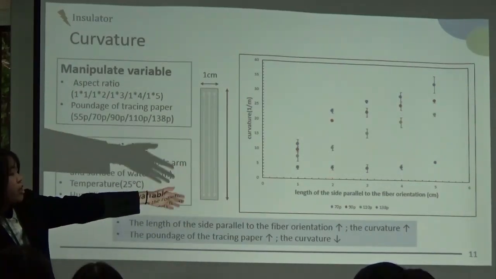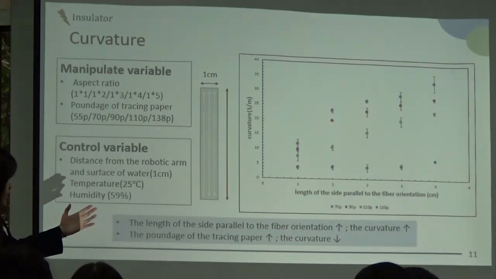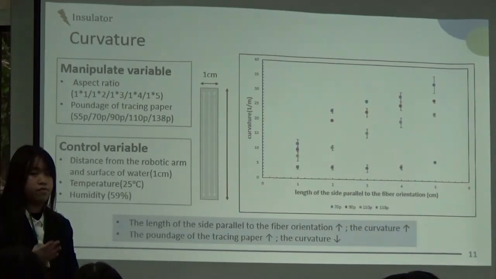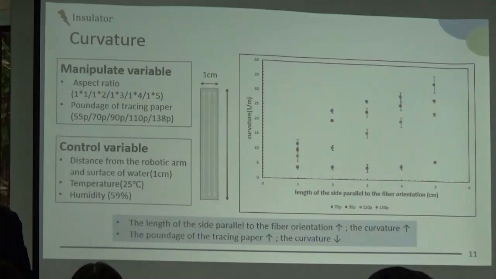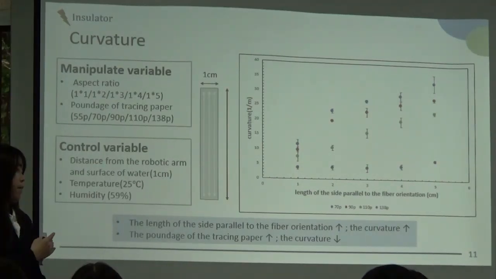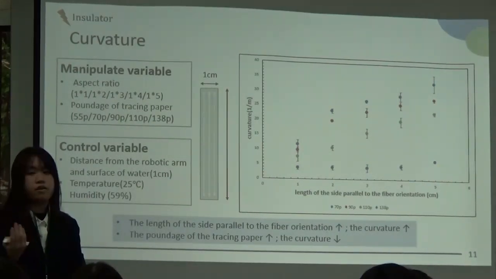So in the graph, you can see that when the length of the side parallel to the fiber orientation increases, the curvature will also increase. And when the poundage of the tracing paper increases, the curvature will decrease.